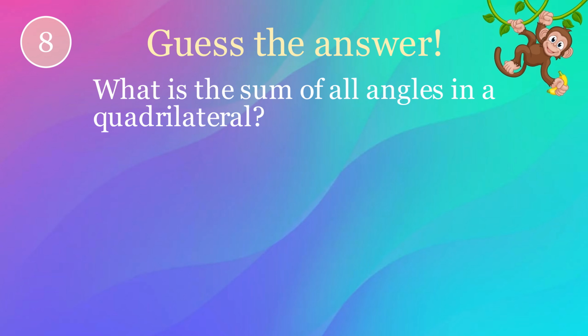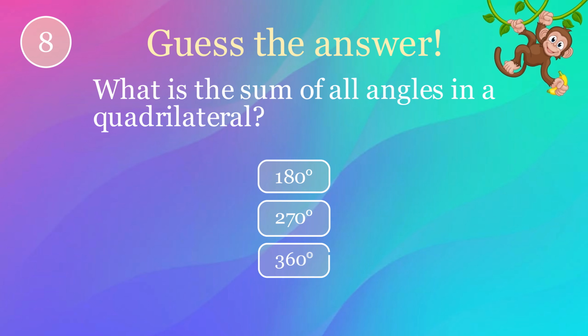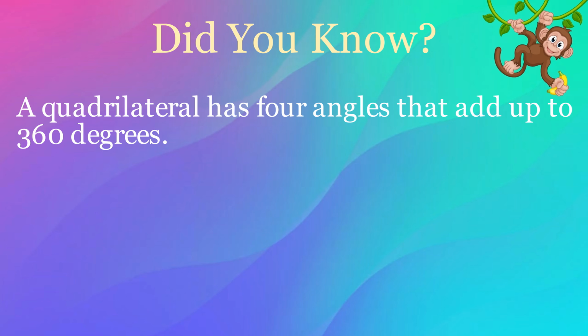What is the sum of all angles in a quadrilateral? 180 degrees. 270 degrees. 360 degrees. The correct answer is 360 degrees. Here's an interesting fact: a quadrilateral has four angles that add up to 360 degrees.